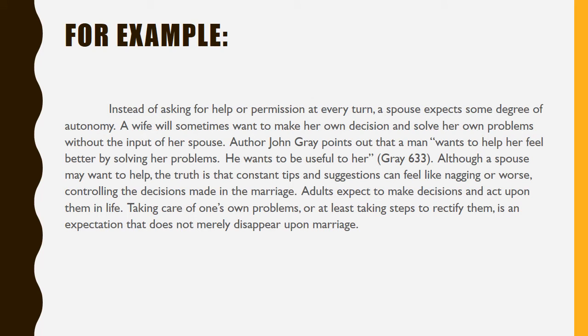For example, instead of asking for help or permission at every turn, a spouse expects some degree of autonomy. A wife will sometimes want to make her own decision and solve her own problems without the input of her spouse. Author John Gray points out that a man wants to help her feel better by solving her problems. He wants to be useful to her. Although a spouse may want to help, the truth is that constant tips and suggestions can feel like nagging or worse, controlling the decisions made in the marriage. Adults expect to make decisions and act upon them in life. Taking care of one's own problems, or at least taking steps to rectify them, is an expectation that does not merely disappear upon marriage.